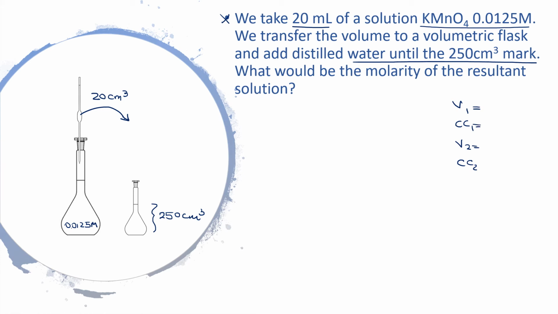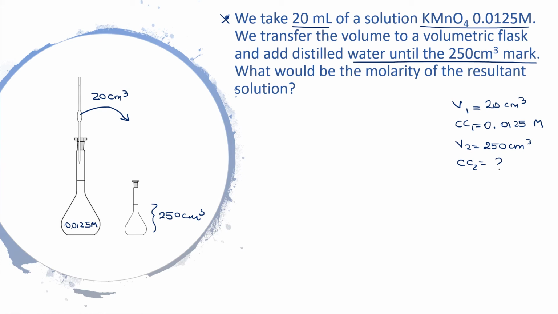It's very important that you organize your data. I don't know how many times I said that already. So the volume 1 is 20 centimeters cube. The concentration 1 is 0.0125 molar. The volume 2 is 250 centimeters cube, and the concentration 2 is what we need to calculate.